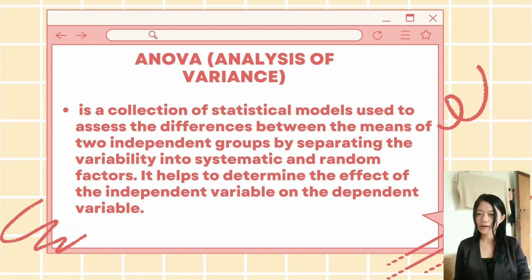The analysis of variance, or the ANOVA, is a collection of statistical models used to assess the differences between the means of two independent groups by separating the variability into systematic and random factors. It helps to determine the effect of the independent variable on the dependent variable.